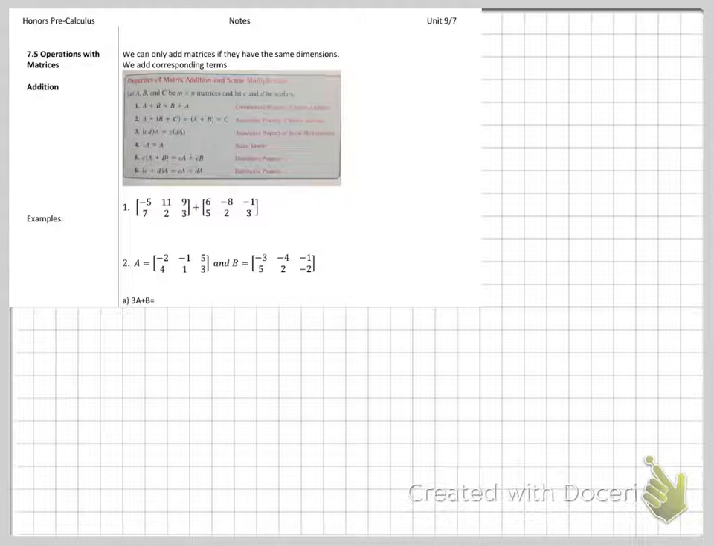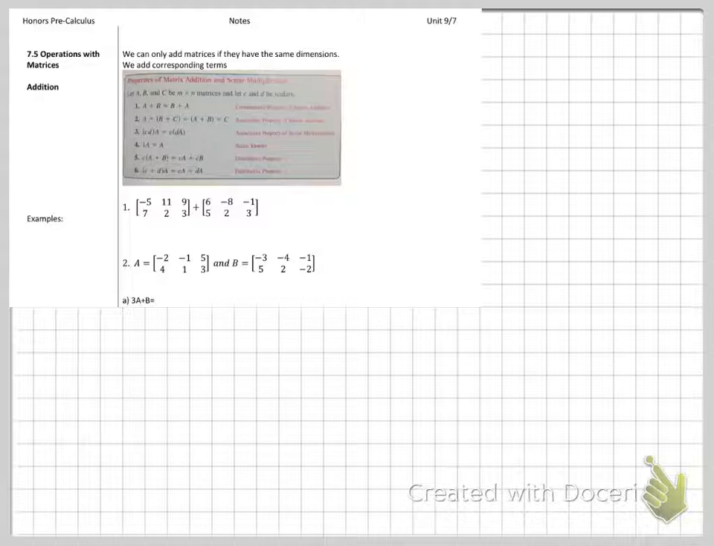Associative scalar, you could multiply the two scalars. A scalar is just a whole regular number, right? Not a matrix, but a regular number. You can multiply the scalars together first and then multiply it into the matrix, or you can multiply them one at a time into the matrix if you thought that was helpful. Scalar identity, 1 times A is still just A.